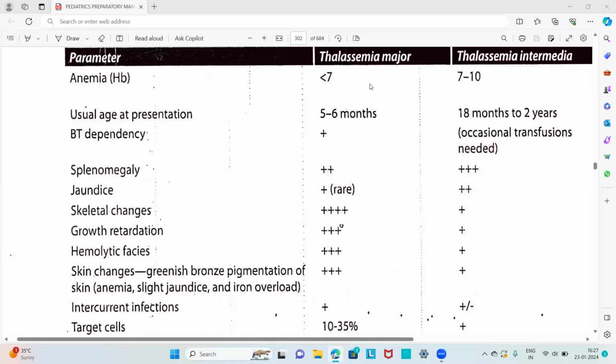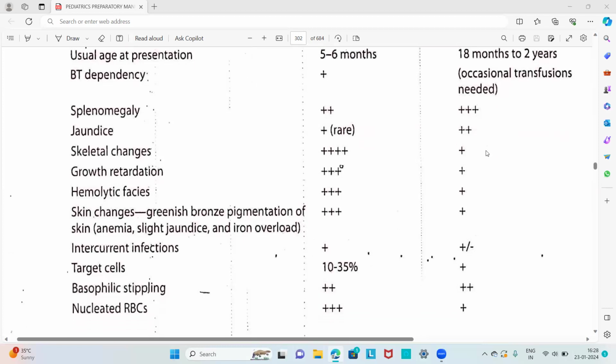In thalassemia major, the anemia is severe, with a hemoglobin value of less than 7. In thalassemia intermediate, the hemoglobin value is 7 to 10, that is moderate anemia. The usual age at presentation of thalassemia major is 5 to 6 months. In thalassemia intermediate, it is 18 months to 2 years. Blood transfusion dependency is very much present in thalassemia major, but only occasional transfusion is needed in thalassemia intermediate.